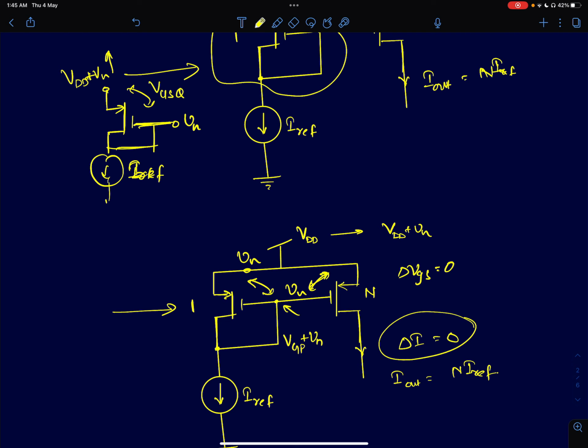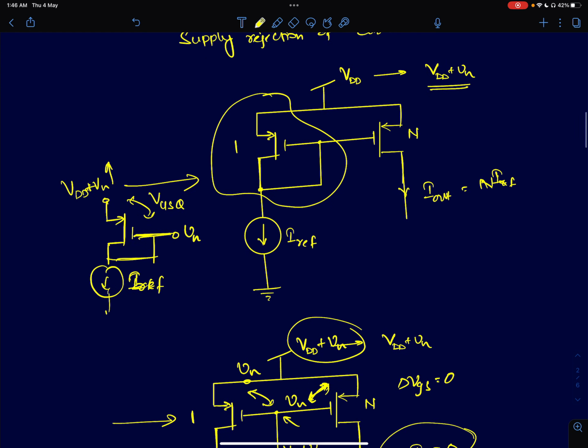The current in the mirroring device mainly depends upon VGS. I'm ignoring channel length modulation now. If you consider it, the analysis becomes a bit complicated, but for first order, I can easily see that the output current is independent of supply noise, so even independent of supply variations. Even if I change my supply by a small amount, the output current of a current mirror will not change. That's the supply rejection property of a current mirror. Inherently, a current mirror structure gives you that benefit.